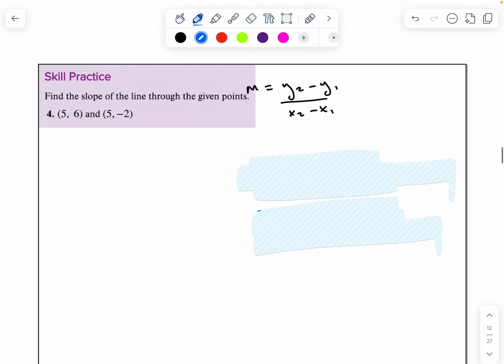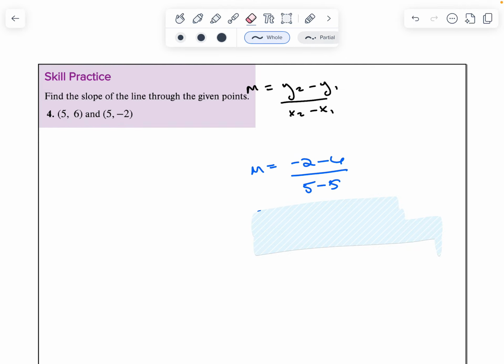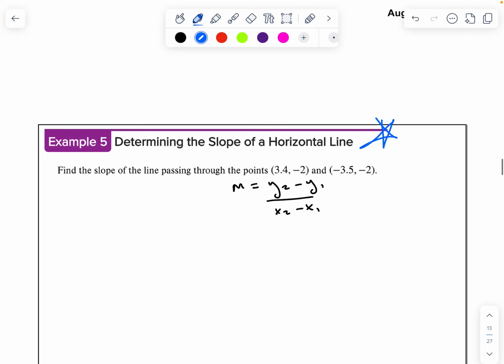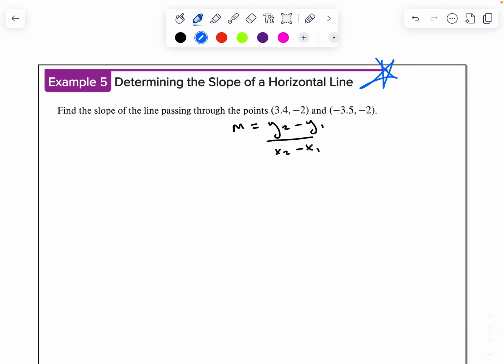All right, try this one. This is what happens when I sub my points in. Again, I get negative 8 over 0, which is undefined. This one also is going to work out a little bit differently. Let's try it. Here I say y2 minus y1, negative 2 minus negative 2 over negative 3.5 minus 3.4, and I actually get 0 over negative 6.9. If you type that in your calculator, that's just 0, and that is fine. Our slope equals 0.